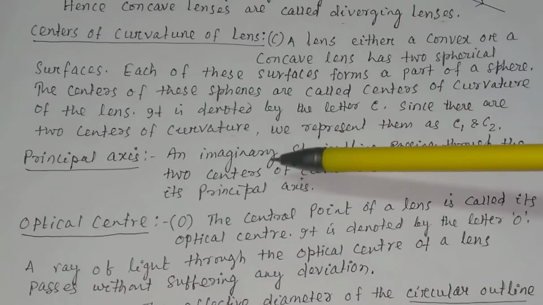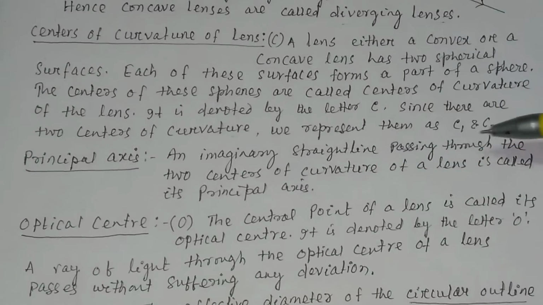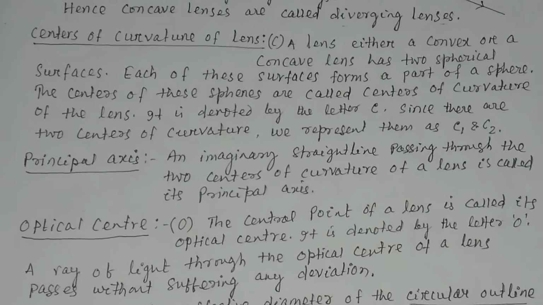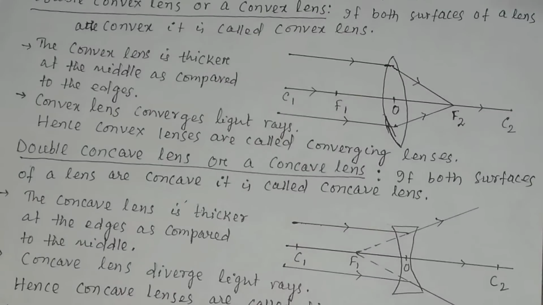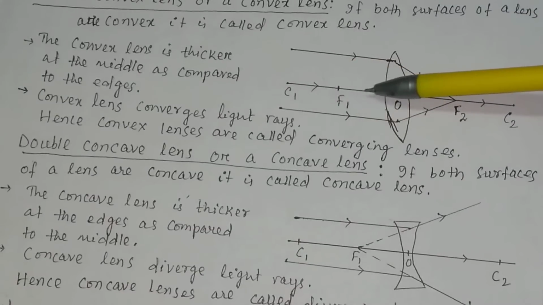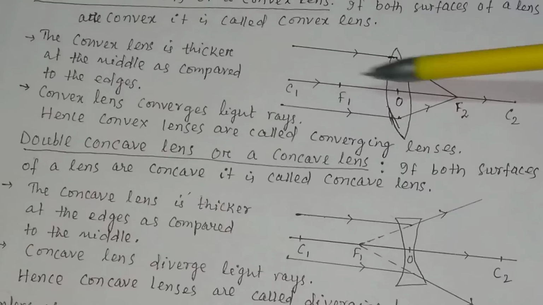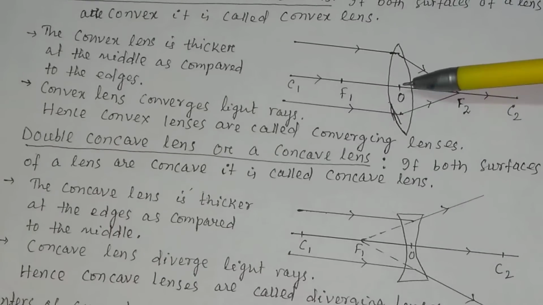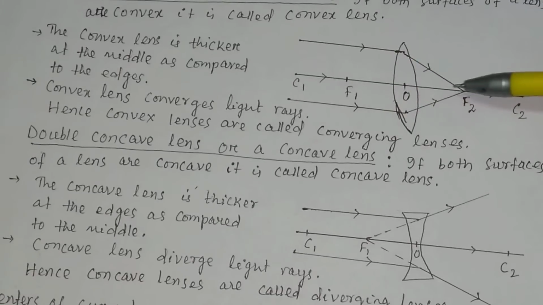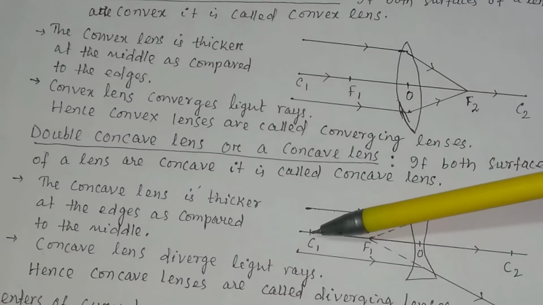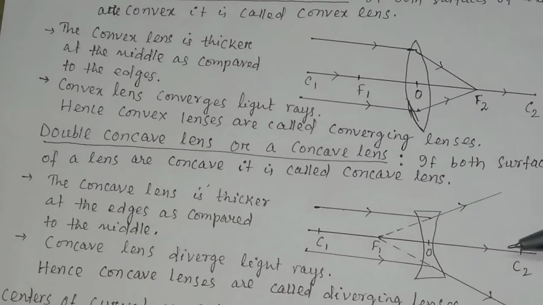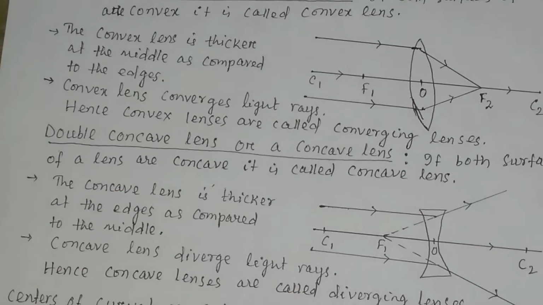Then principal axis. An imaginary straight line passing through the two centers of curvature of a lens is called its principal axis. You see, there are two centers of curvature, C1 and C2. So this is the imaginary axis which joins the two centers of curvature C1 and C2, and it passes through the optical center of the lens, and this axis is called the principal axis. Similarly, this is C1 and this is C2, and the line joining C1 and C2 is called the principal axis.